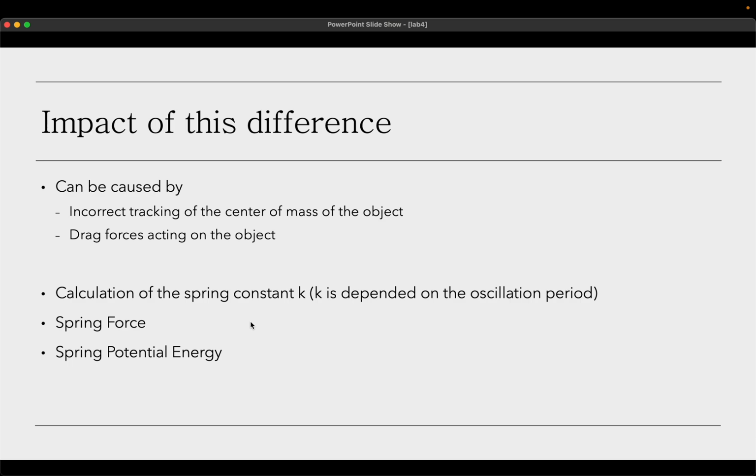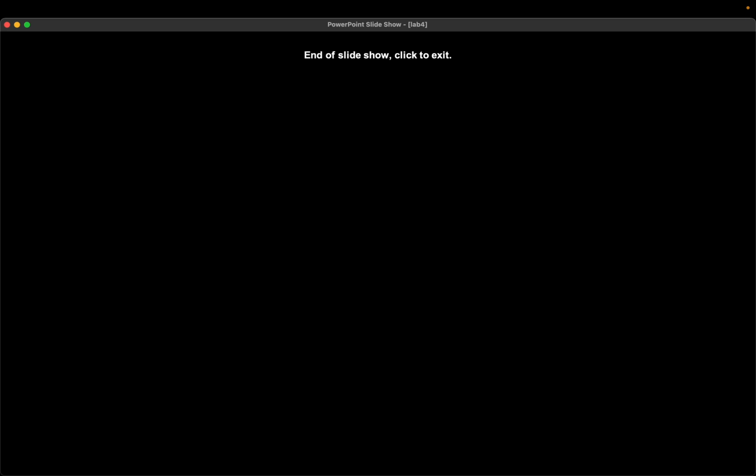Impact of this difference: it can be caused by incorrect tracking of the center of mass of the object, and also by drag forces acting on the object, and this can influence the calculation of the spring constant K, which is dependent on the oscillation period equation. So the spring force and spring potential energy will get affected. Thank you so much for your time and for your consideration.